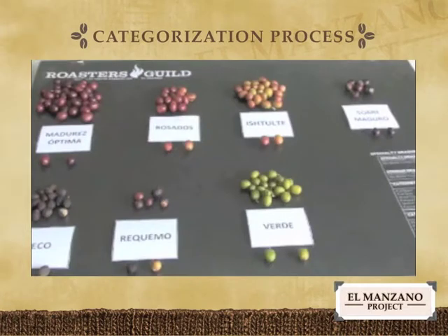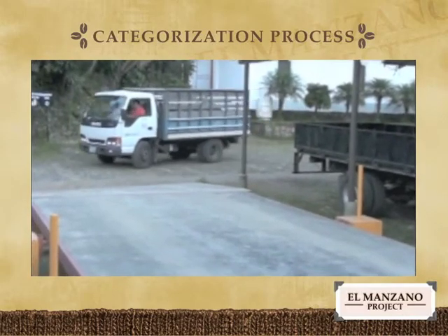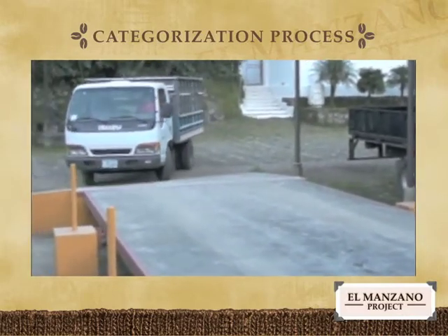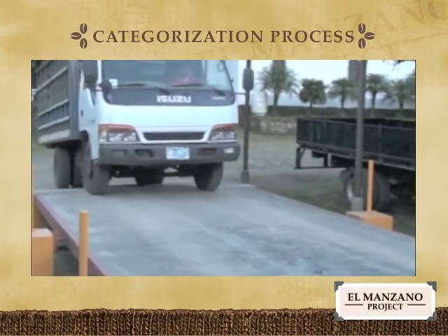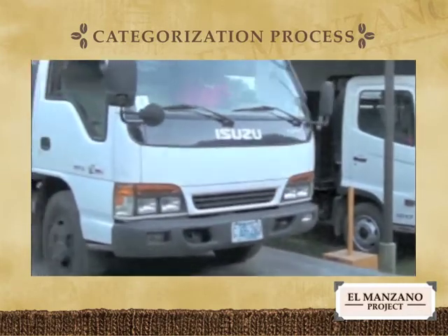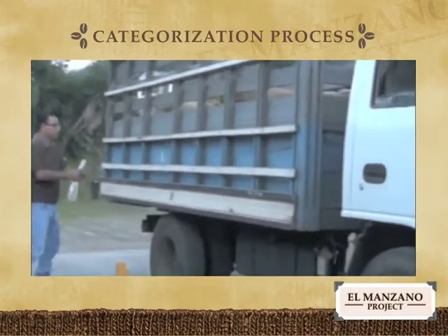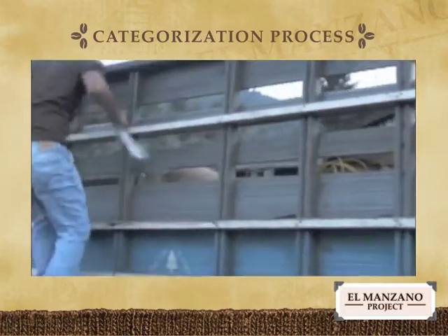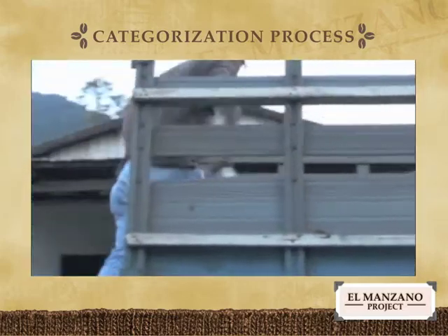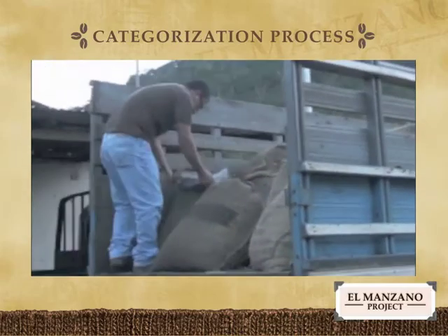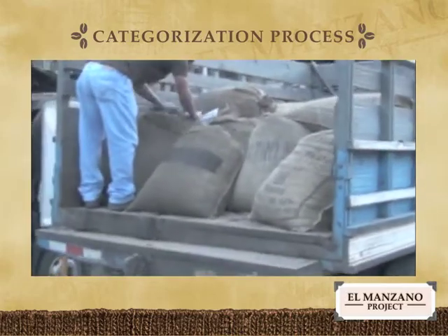In the following video, you'll see how this process works. So this is the categorization process. First thing that happens as the truck comes in from any of the plantations is for it to get on the scale. Someone then gets on the truck and starts sampling. In this case, Eduardo goes up the truck and begins that process.